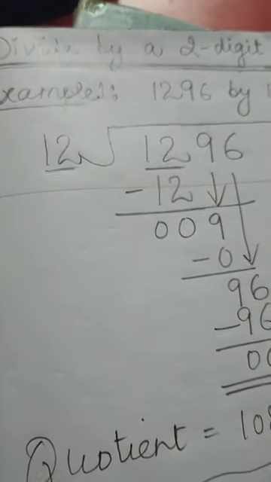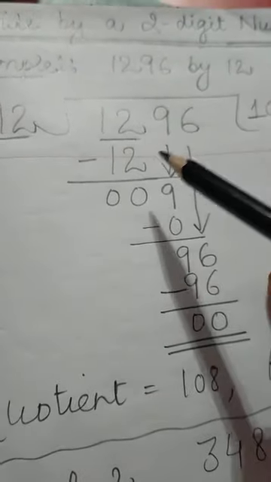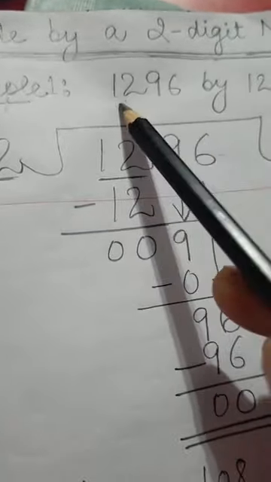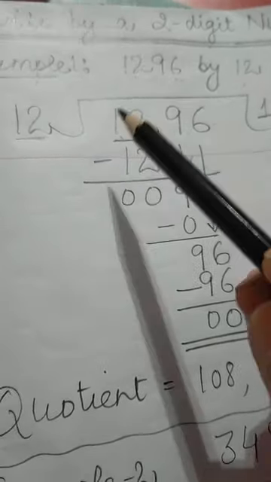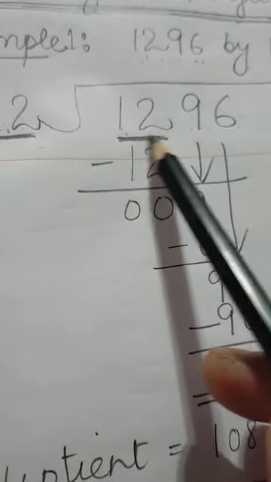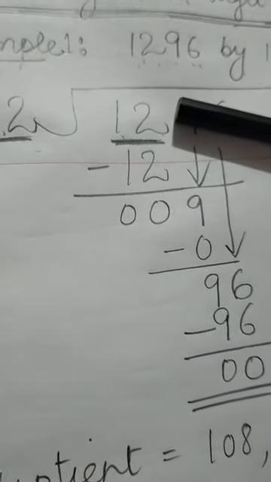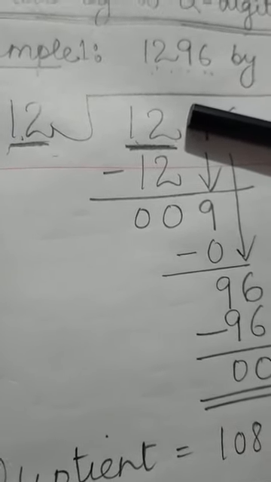Now see how to do division by a 2-digit number. When the divisor is a 2-digit number, how do we do it? 1296 divided by 12. 12 is the divisor, 1296 is the dividend. Firstly we will write the table of 12 on the side of our notebook. Now see, the divisor has 2 digits, so from the dividend we will take 2 digits.